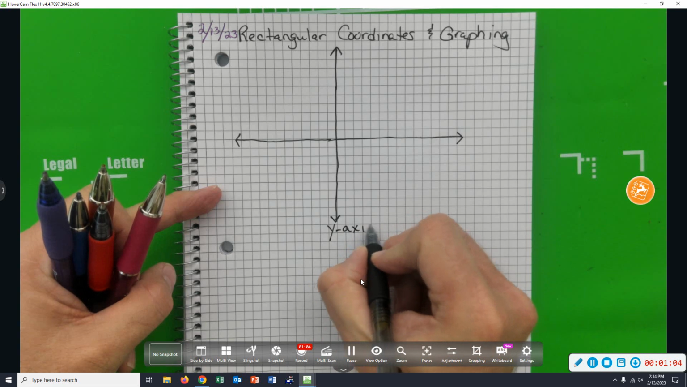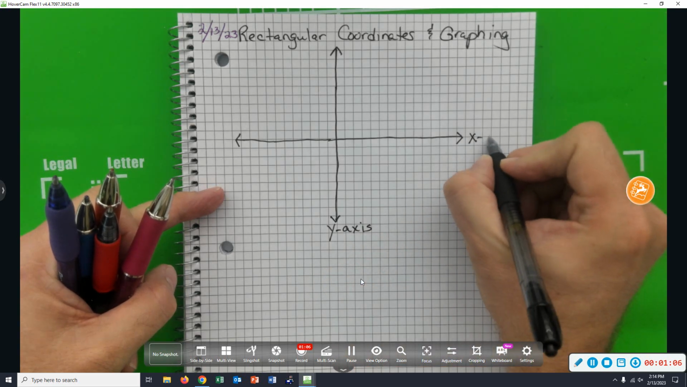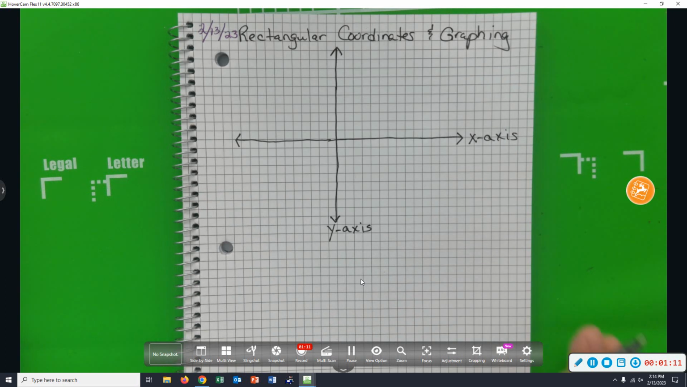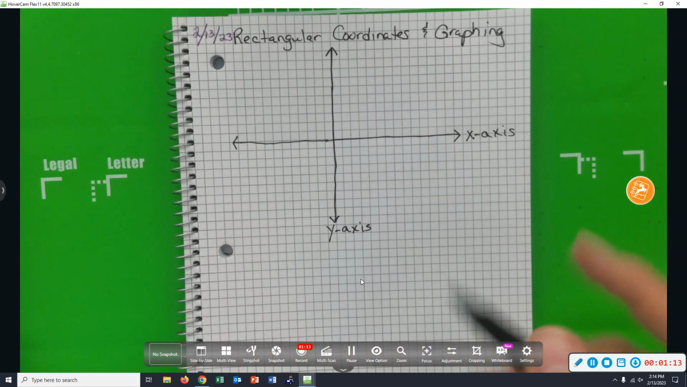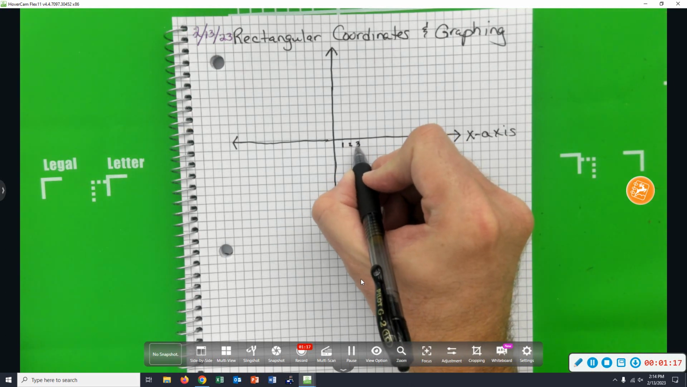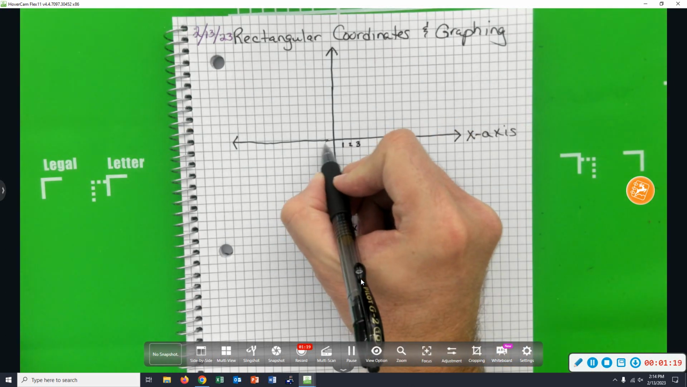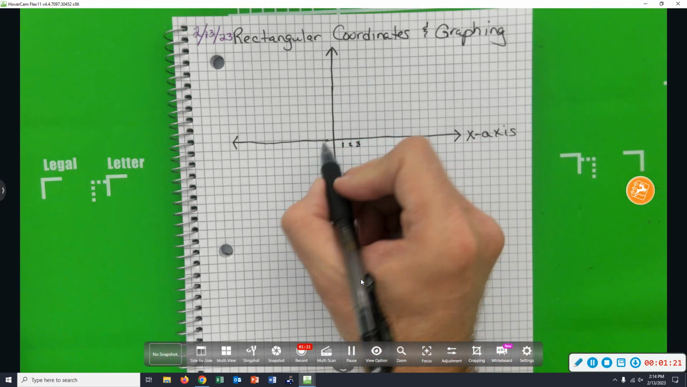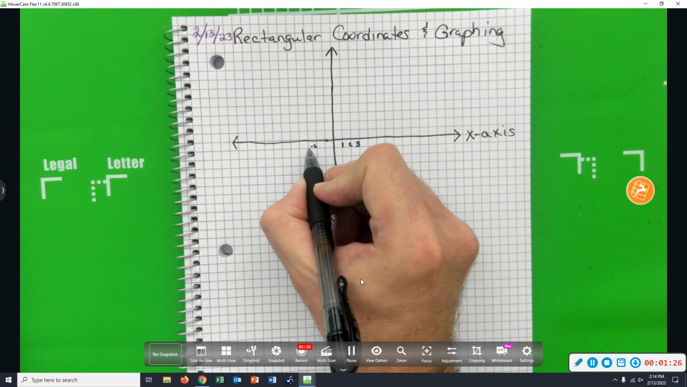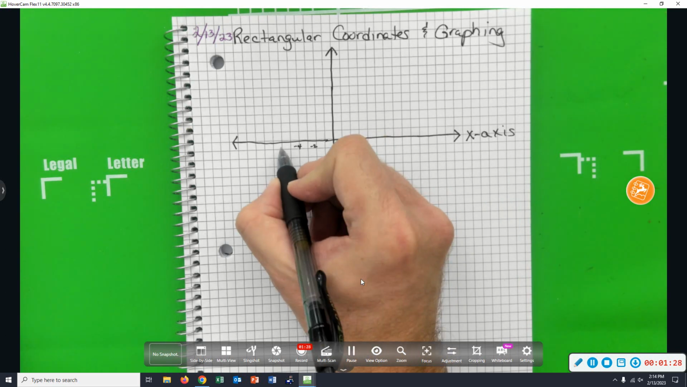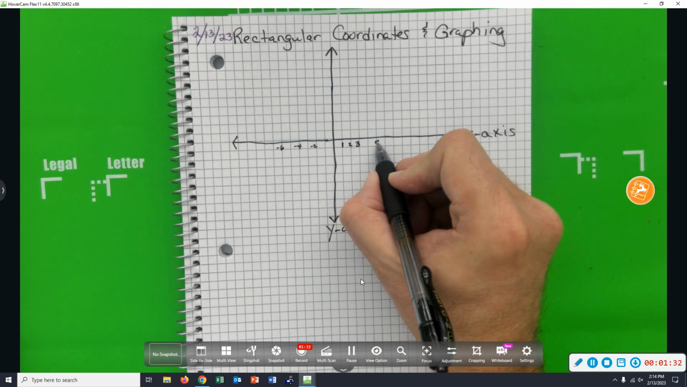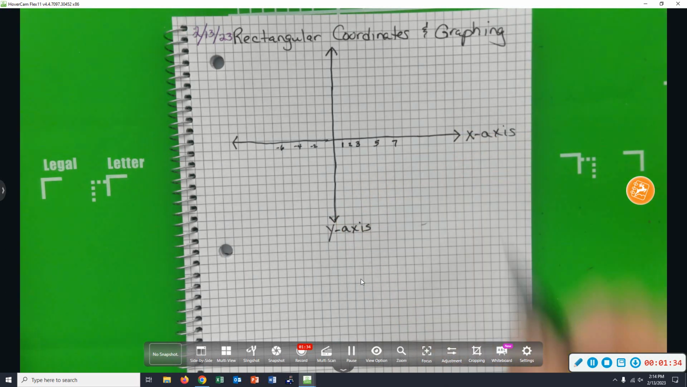So y-axis, x-axis. On the x-axis, the positive numbers go to the right, just like the number line. And negative numbers go to the left. I think I'll increment by 2. Negative 2, negative 4, negative 6, and so forth. 3, 4, 5, 6, 7.